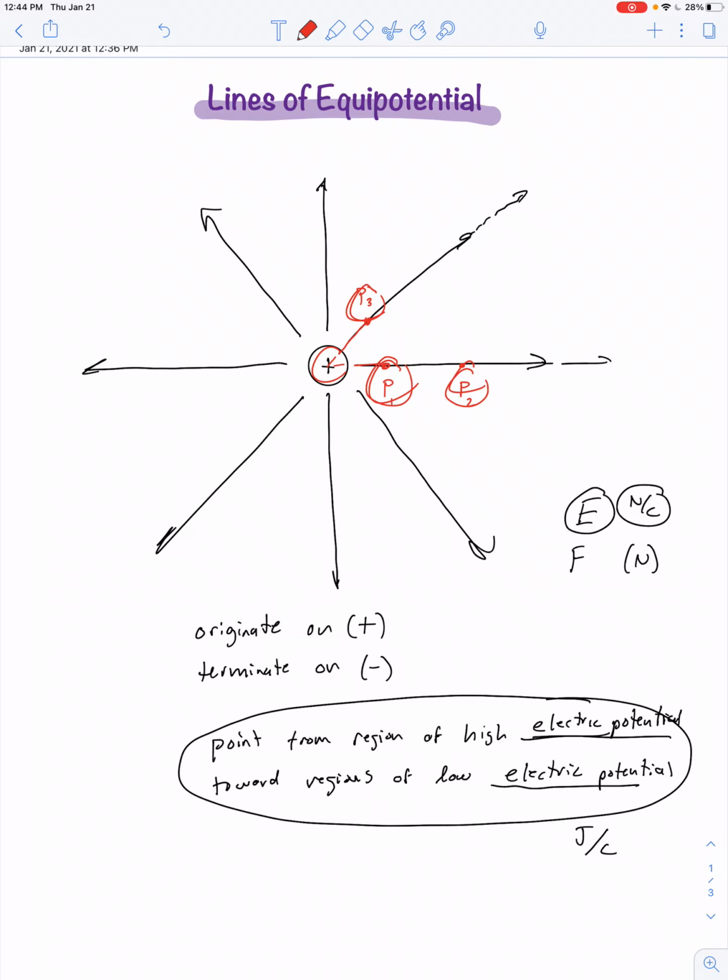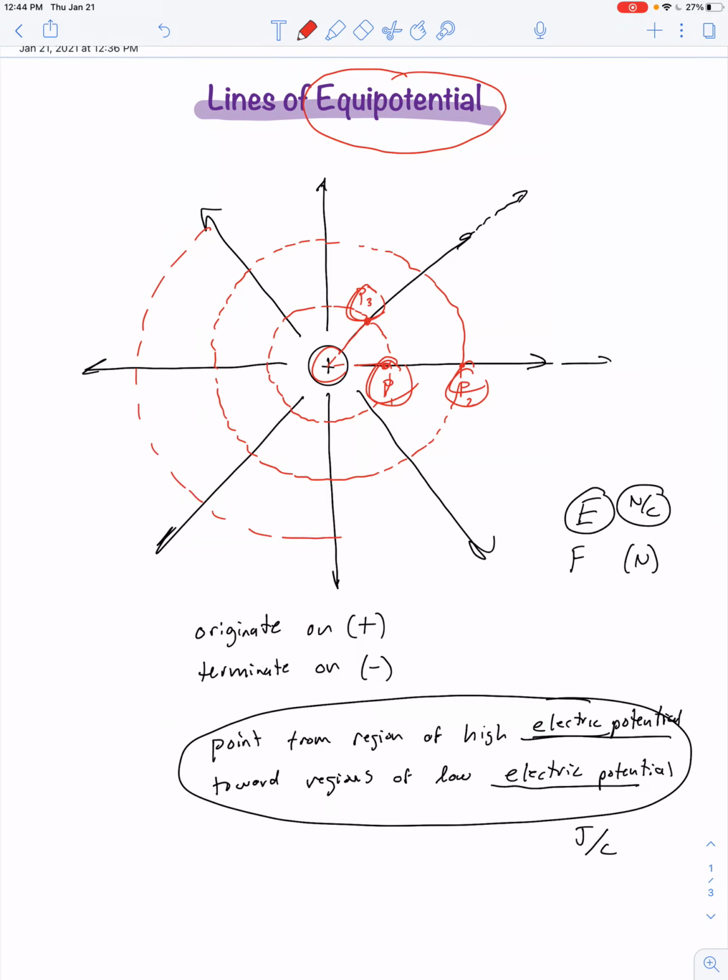Okay, so I can connect several points together and find a path along which the electric potential is constant. We call that a line of equipotential. And there's another line of equipotential here. Actually, I'm drawing them as lines, but in truth, in three dimensions, these would be like spherical shells. They'd be surfaces of equipotential, I guess, as opposed to lines of equipotential. And another line of equipotential here.